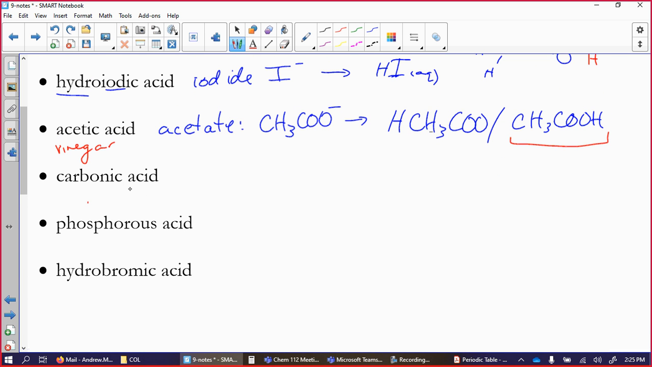A couple more. That summary is more for tomorrow. Carbonic acid comes from carbonate, which is CO3 minus 2. Well, if it's got minus 2, we need 2 hydrogens, H2CO3, fundamentally unstable in the atmosphere, but whatever.